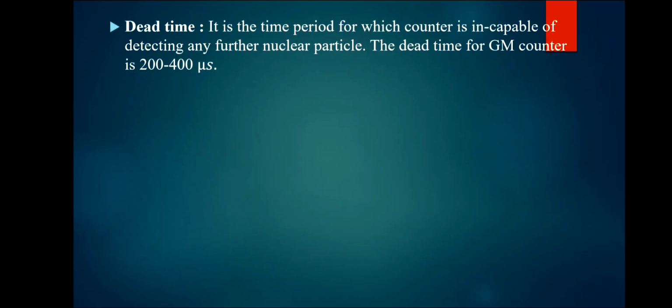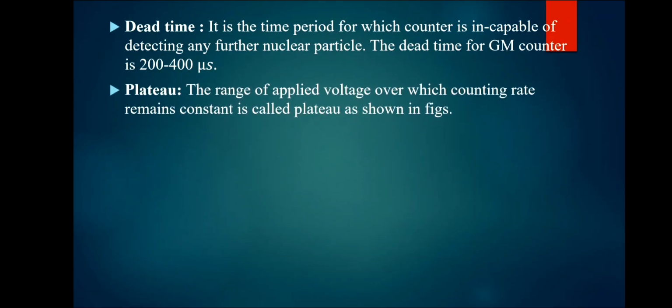First is dead time. Dead time is the time period for which the counter is incapable of detecting any further nuclear particle. The dead time for the GM counter is 200 to 400 microseconds. Next is the plateau region. As shown in the graph, the range of the applied voltage over which the counting rate remains constant is called the plateau.